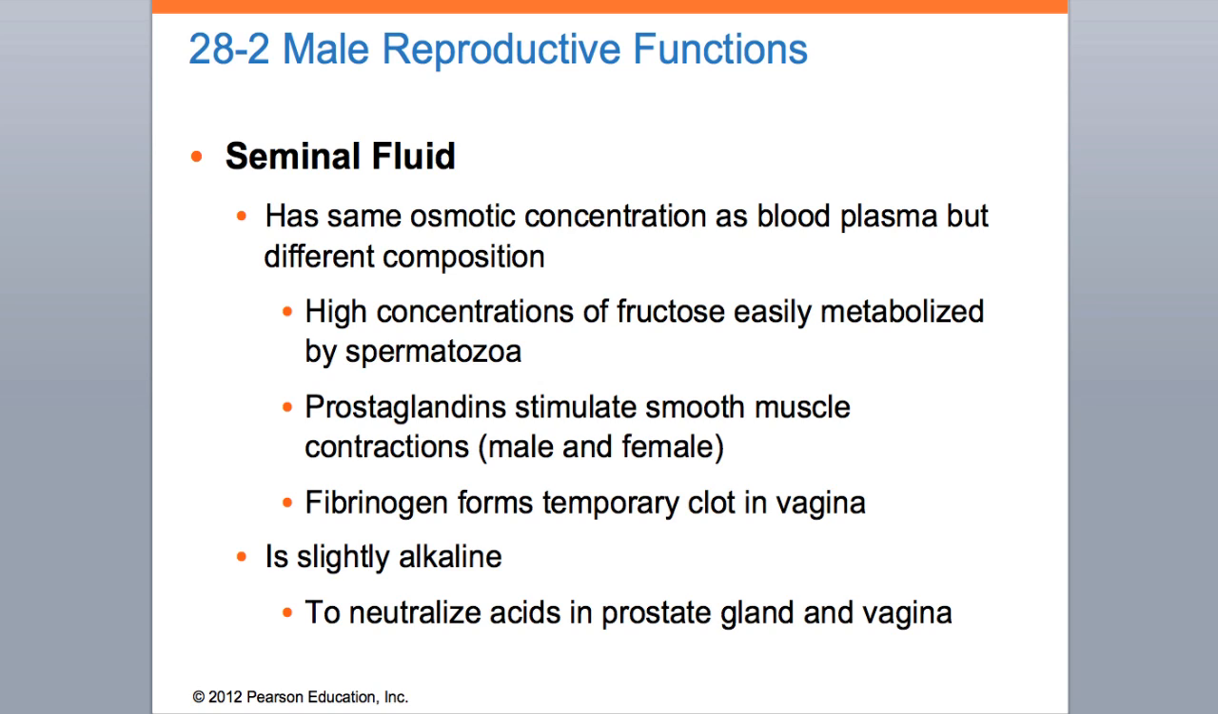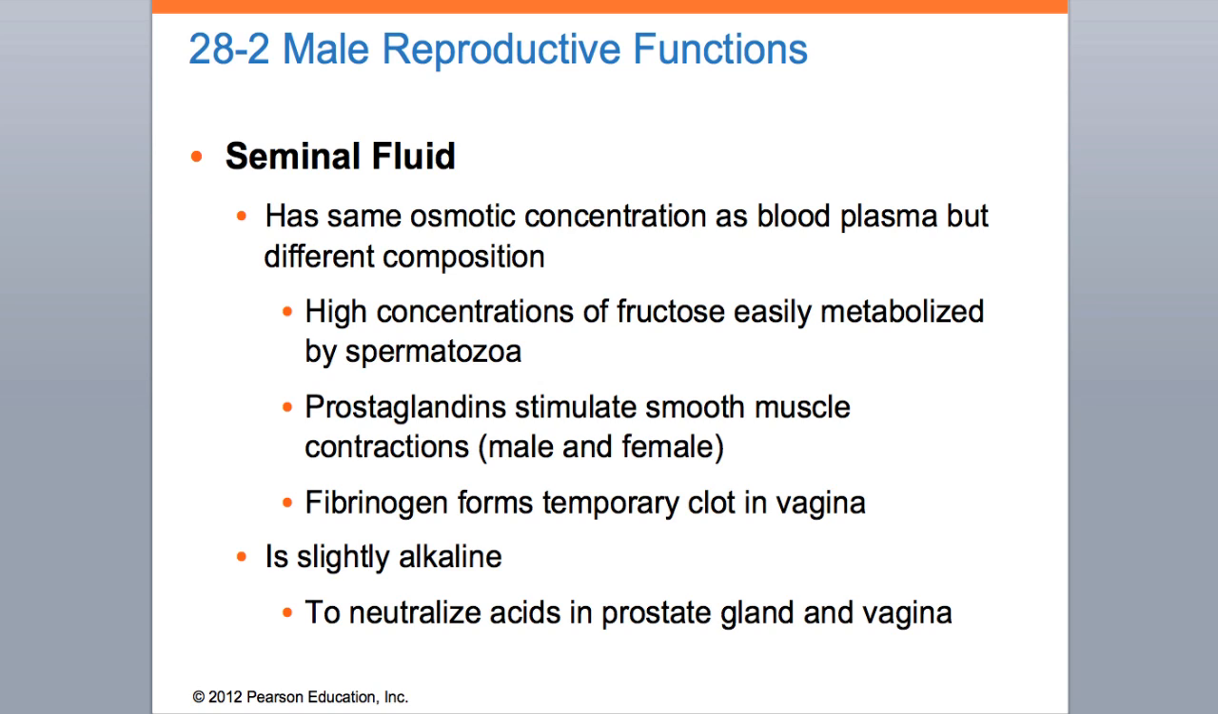Next, prostaglandins stimulate smooth muscle contractions in the male and female. This is to allow two things. One, to allow the fluid to leave the male, but at the same time cause the female to have contractions that suck up the semen once it is in the vaginal tract. So it actually causes the female to squeeze and causes the fluids to move deeper into the female tract.